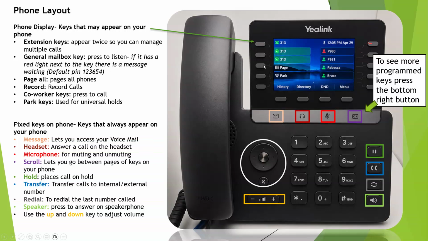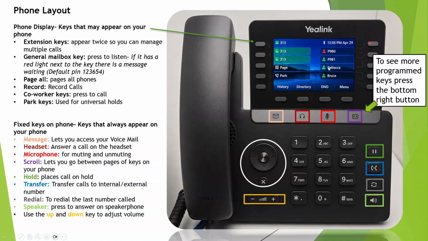Another button you may or may not have, just depending on your programming, is a page key. If you push the button, it would do an announcement through all speakers on your phones, or if you guys have overhead, that's what a page key is for. Something else you might have is a record key. If you push the record button, it would start the recording. If you push it again, it would stop. Or when you hang up the call, it would stop. So again, if you guys utilize that, that's what that is.